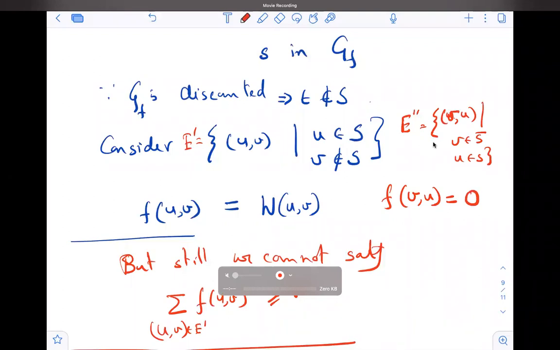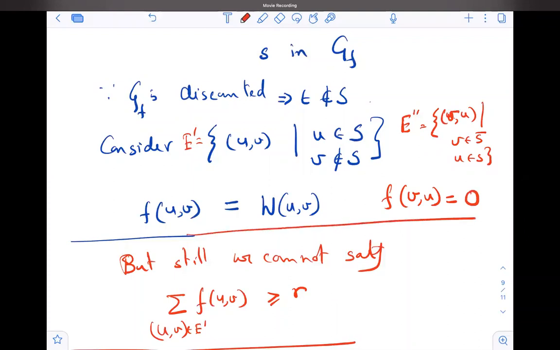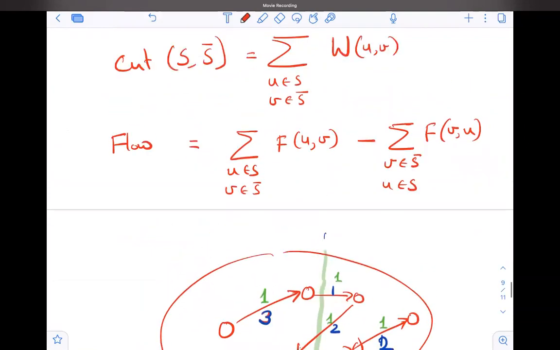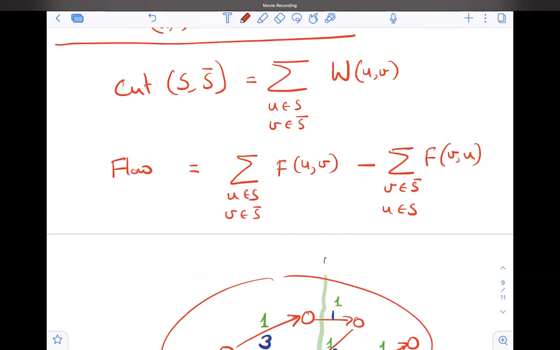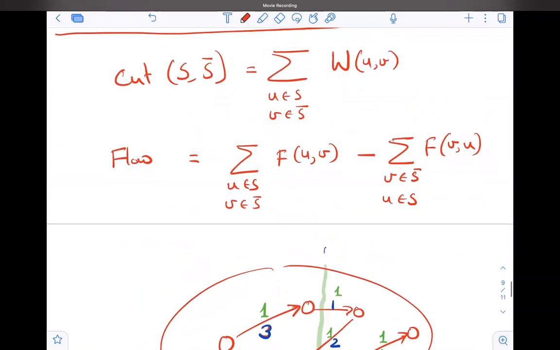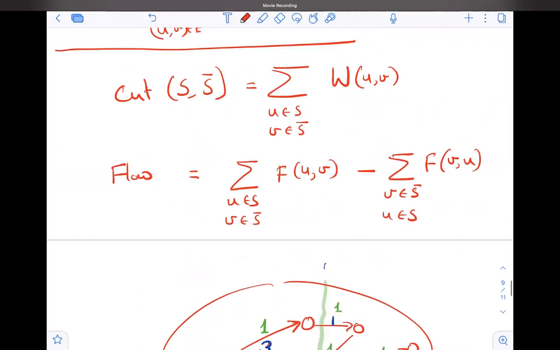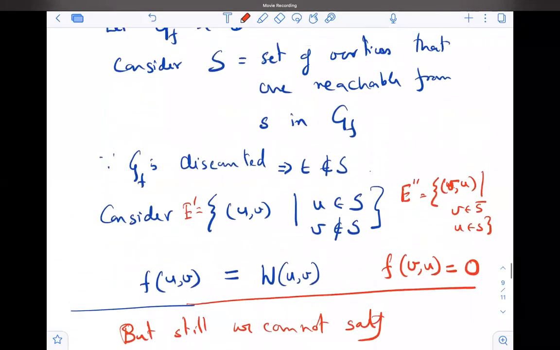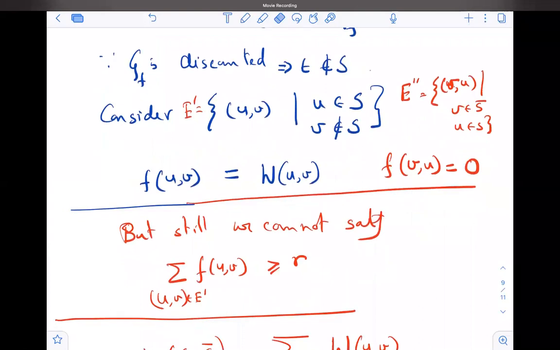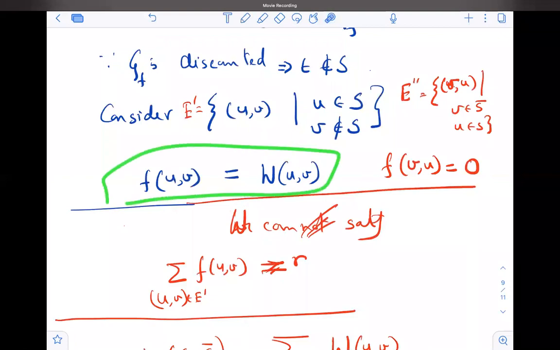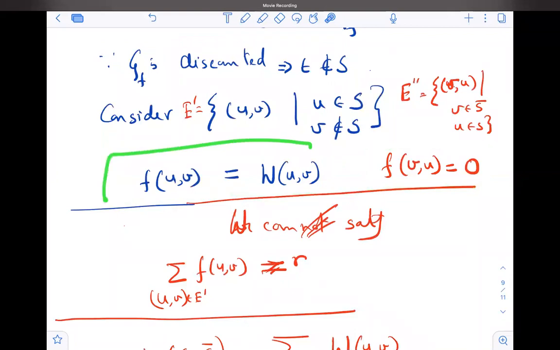Is this clear? Yes, sir. So now, by this definition, we can say that this cut must be equal to the flow, right? Which would contradict the fact that the flow is less than R. So we can now say that this is exactly equal to the sum of this set minus the sum of this set. This is R, this is 0, so it is R.